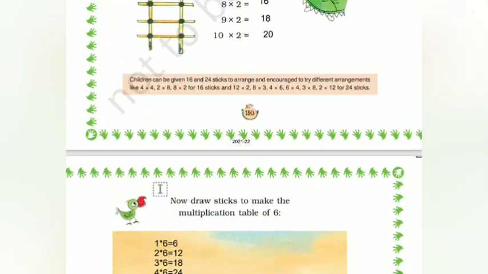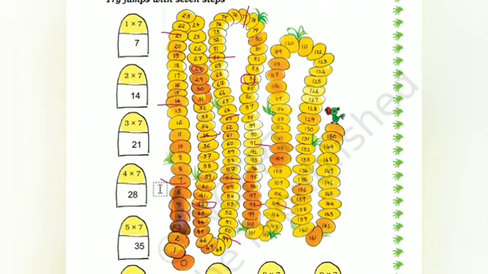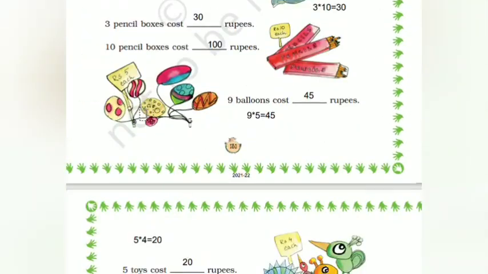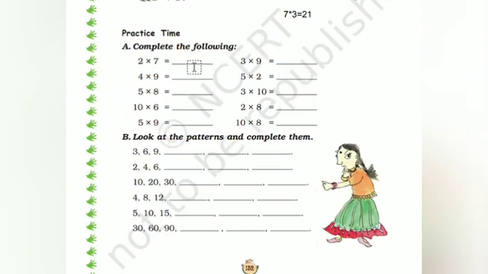Practice time. Complete the following. So we have to complete this section. What is 2 into 7? We have written here, 2 into 7. 2 taken how many times? 7 times. It is 14. Okay. You have to study this thoroughly. Only after that you will be able to write yourself. Then 3 into 9. 3 times 9. 1 time 9, 2 times 18. So 3 times will be equal to how much? 27.